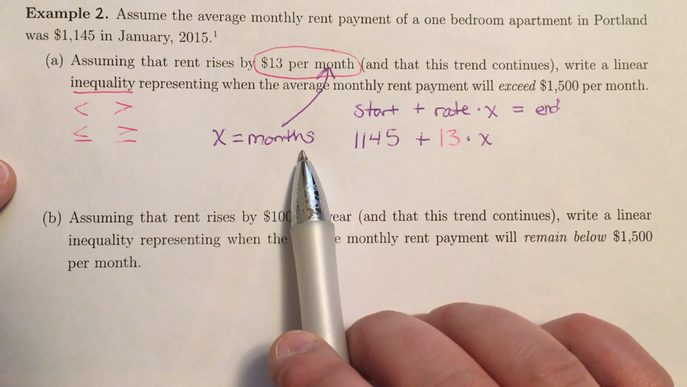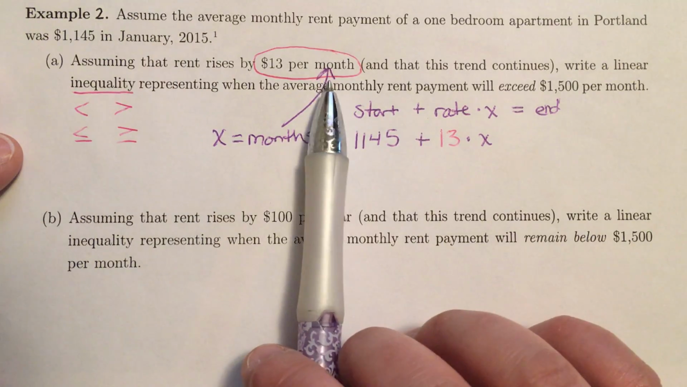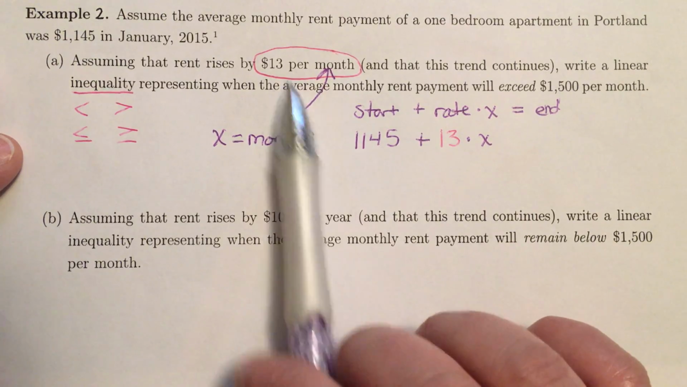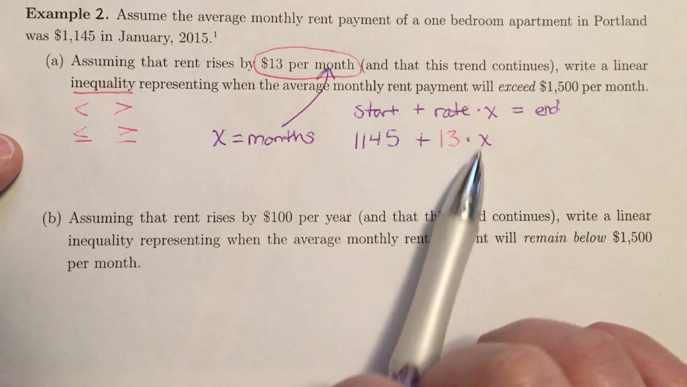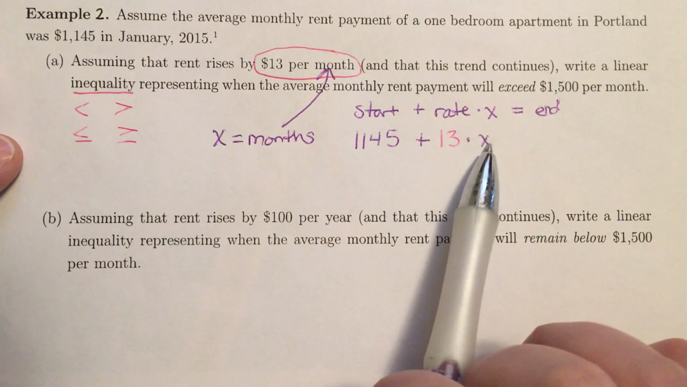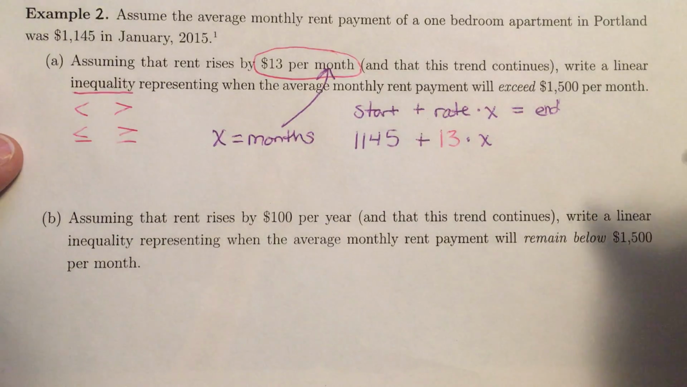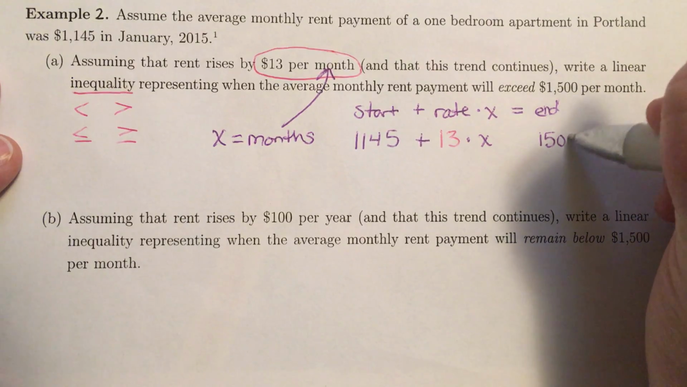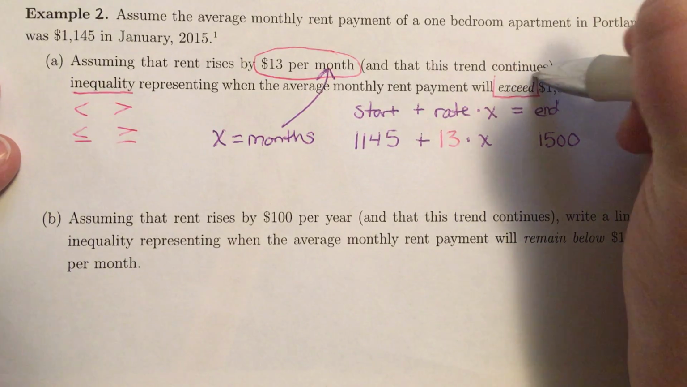So that means if I rent for 1 month after January 2015, my rent would go up $13. 2 months, it would go up $26. 3 months later, it would go up $39. And then I stopped being able to multiply by 3 very well. But that's all we're saying, is that we're taking 13 and multiplying by the number of months to find out how much the rent rose. And then the ending amount that we want is $1,500. What makes this an inequality is this word exceed.